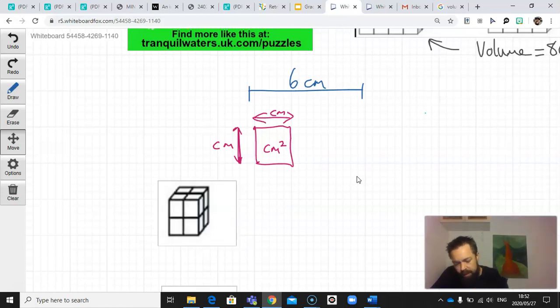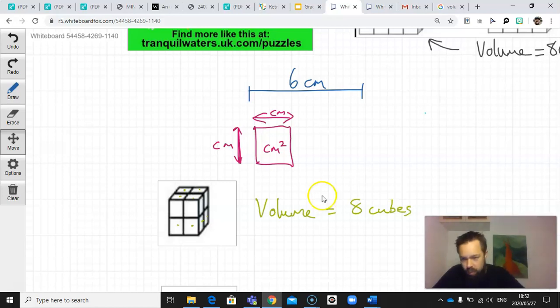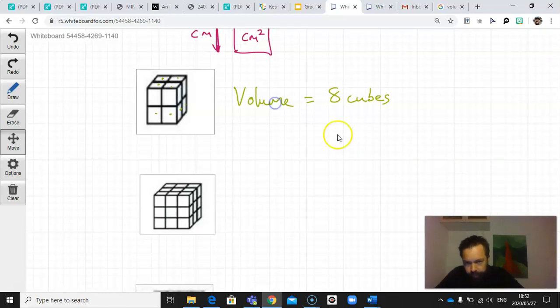Oopsie. Let's work out the volume of this cube over here. Well, I've got 1, 2, 3, 4 at the top level, 1, 2, 3, and the one at the back that's hidden, 4 at the bottom level. 4 and 4 is 8. So the volume of this is equal to 8 cubes. Next one. We're getting to bigger shapes now.